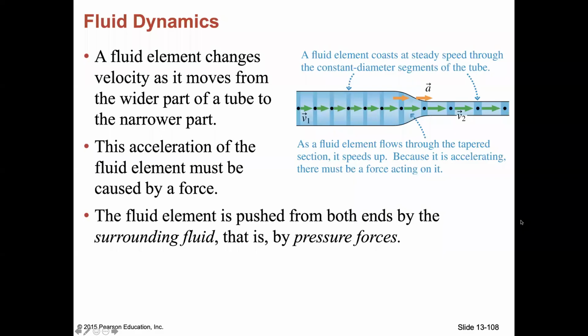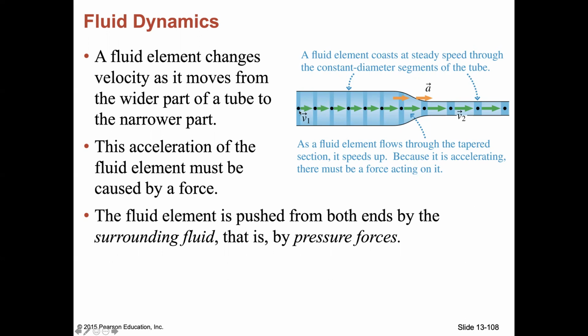So first, let's take a look at a fluid in a tube. And this tube is not a uniform tube. It's wider at some parts and narrower at other parts. So if we take a look at this tube, we'll see it's wider at the beginning and narrower at the end. Now, let's take a look at fluid elements inside the tube.